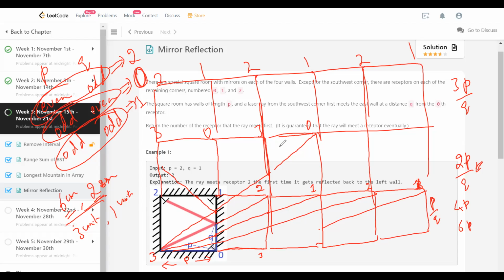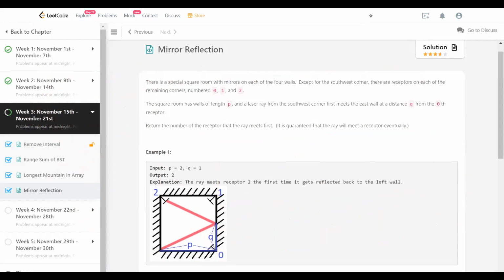So that's how I'm going to use this idea of reducing it into these three possibilities and looking at whether P is even or P is odd or Q is odd. Just looking at the parity of P and Q, I can decide which corner it's going to hit, given that it's going to hit one of these three corners, 0, 1, or 2. So that's how the code is going to be extremely simple for me. Let me show you my code.